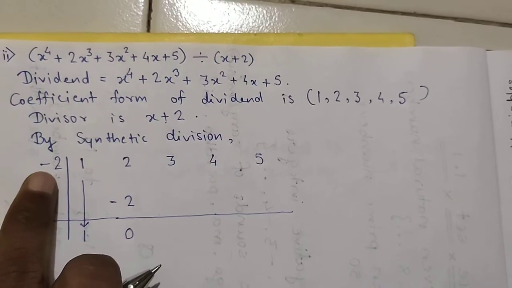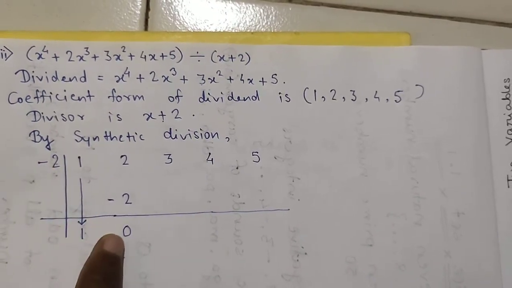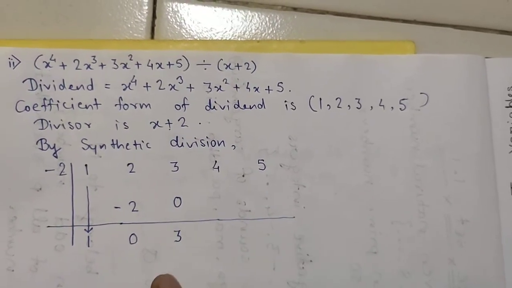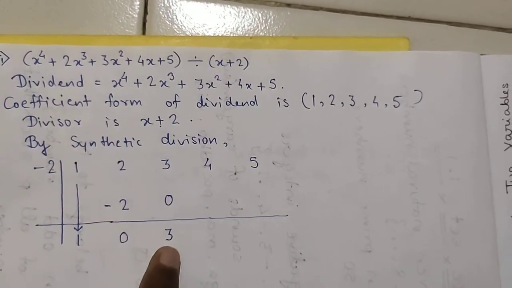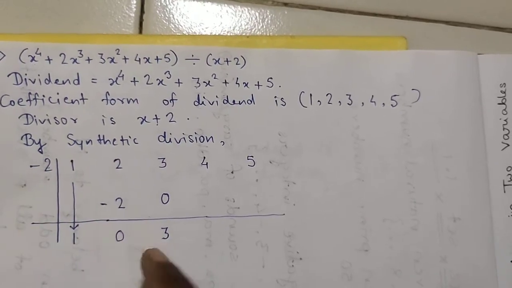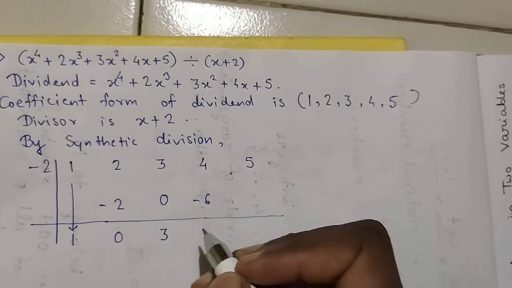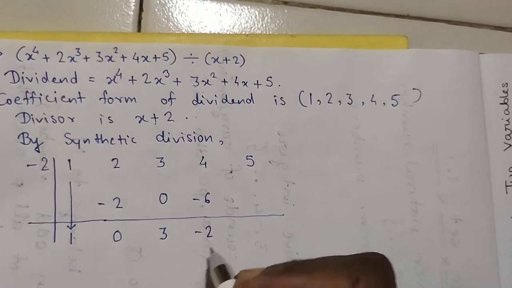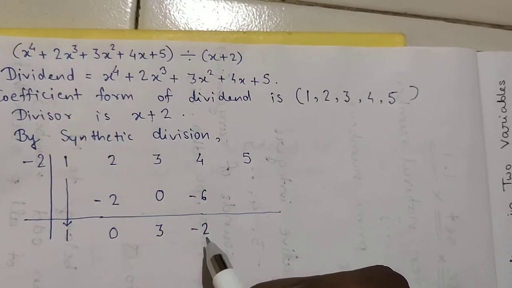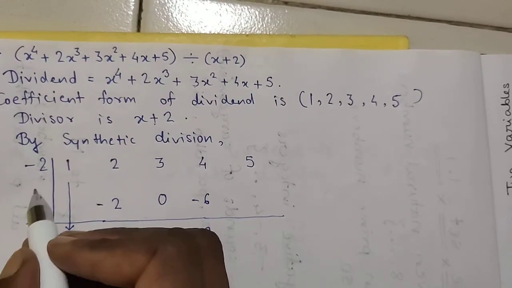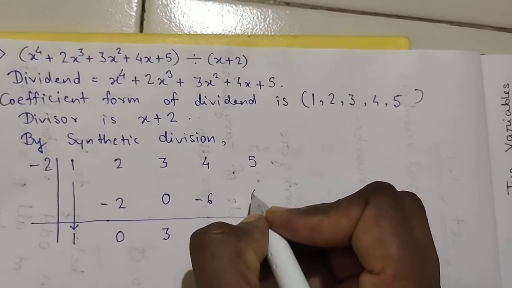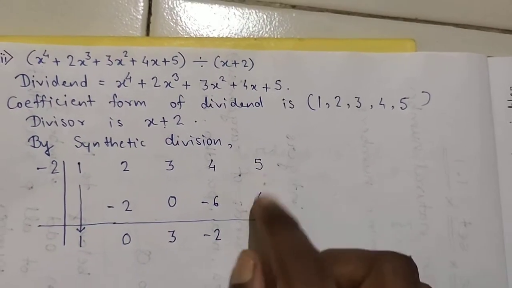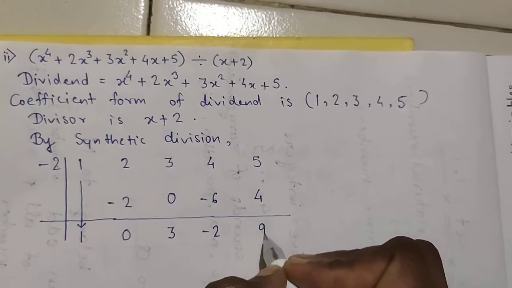Again do multiplication. Minus 2 into 0 gives you 0 and 3 plus 0 gives you 3. Now again do the multiplication of 3 with minus 2. So minus 2 threes give you minus 6. Now 4 minus 6 gives you minus 2. Understood now? 4 minus 6 gives you minus 2. Now multiply minus 2 with minus 2, you are going to get 4, because 2 twos are 4 and minus minus becomes plus. Now add these two. 5 plus 4 becomes 9.